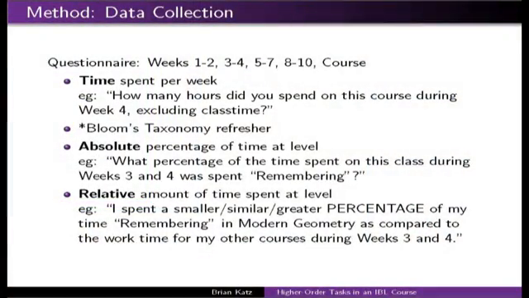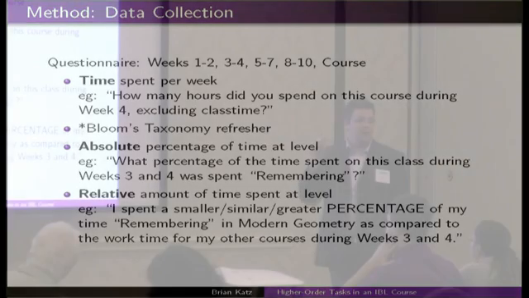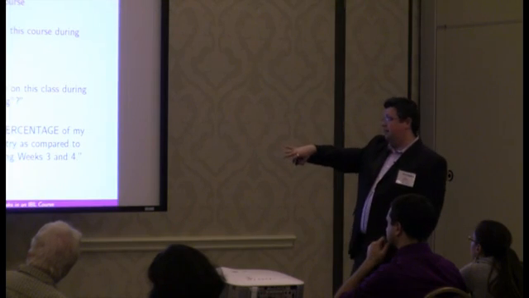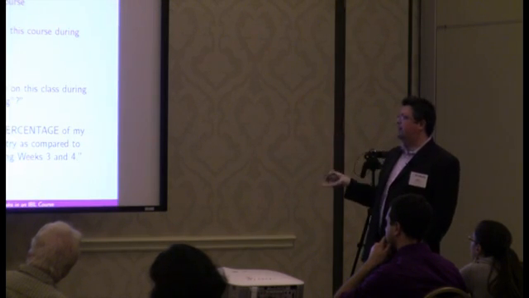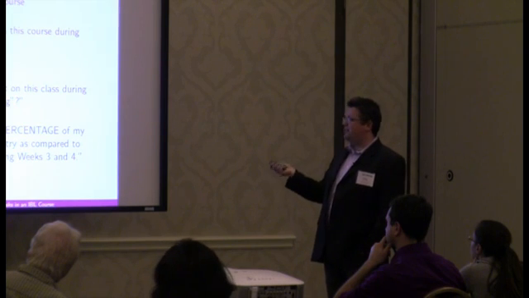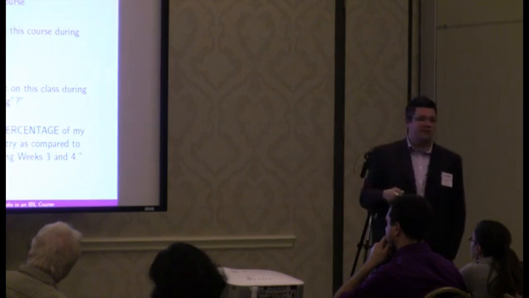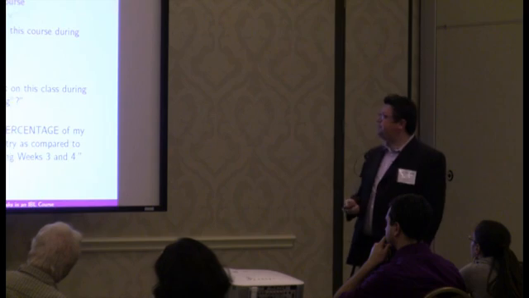So how did I take my data? At the end of weeks 2, 4, 7, 10, and the course, I gave them a questionnaire where I asked them about how much time they spent per week. I gave them a little refresher on Bloom's taxonomy, to make sure we were using the words the same way. And then I asked them about the absolute percentage of time at each level. So what percentage of the time spent on this class during weeks 3 and 4 was spent remembering? And then relative: did I spend a smaller, similar, or greater percentage of my time remembering in modern geometry as compared to the work time for my other courses during these pair of weeks?